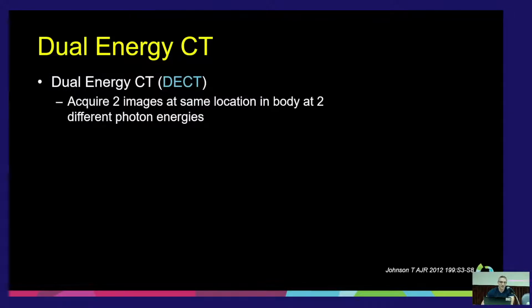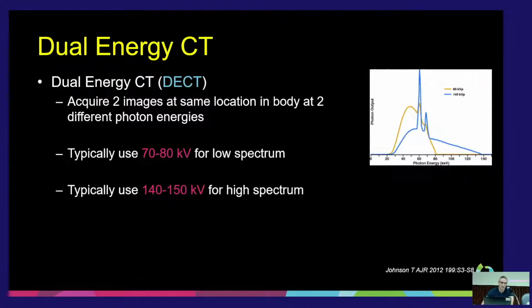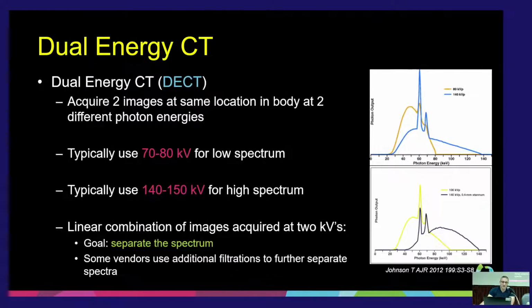So the goal here is we need to acquire 2 images at the same location at 2 different photon energies. And we typically are going to use a lower energy, somewhere at 80 kV is probably typical. Some scanners will use 70. And then we need to pick another kV that's much higher. So typically it's going to be 140, could be 150. The point here is you're going to acquire two, and you're going to have two Bremsstrahlung spectrums, and they're going to somewhat overlap, but there's going to be parts of them that are distinct and different. And the goal here for dual energy CT is to come up with a mechanism to separate these two spectrums. You want the low energy to be largely different than the high energy, and you want to maximize that.